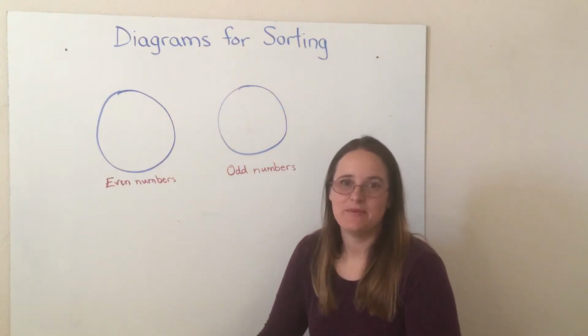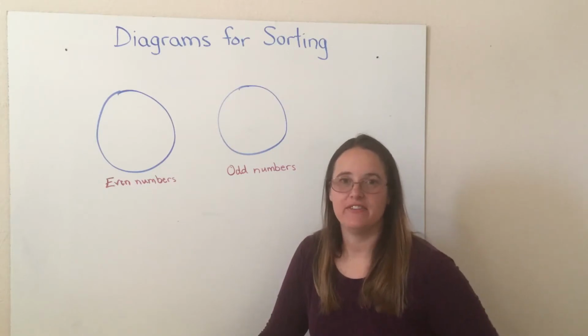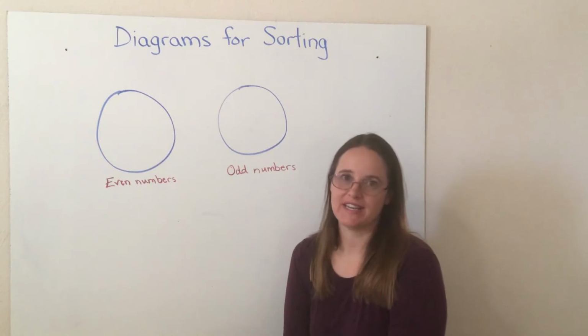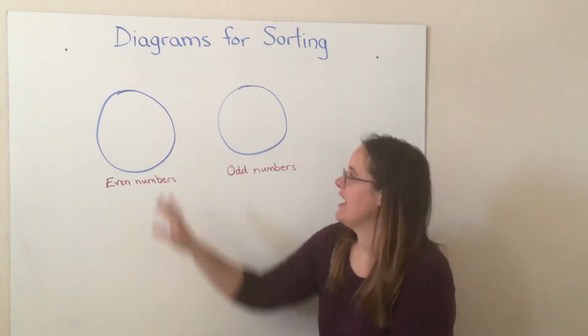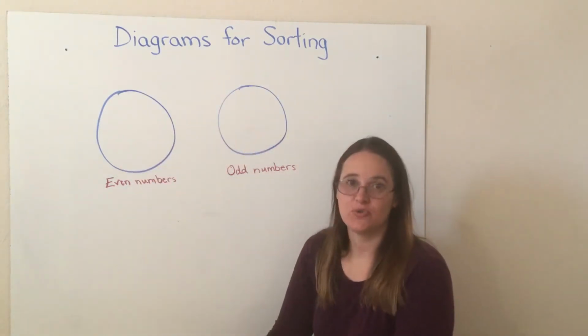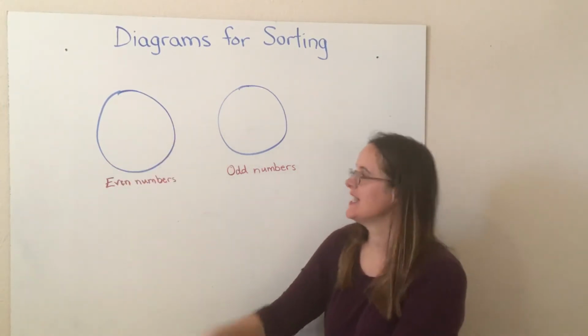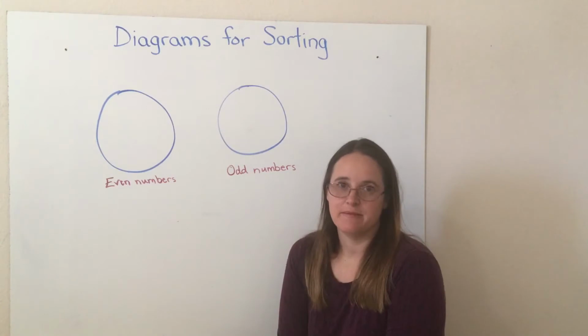Hi class, today we are on lesson 105 of book 3. The title of this lesson is Diagrams for Sorting. Today we're going to find out how we can use circles to sort different things. So we're going to start with a circle for even numbers and a circle for odd numbers.